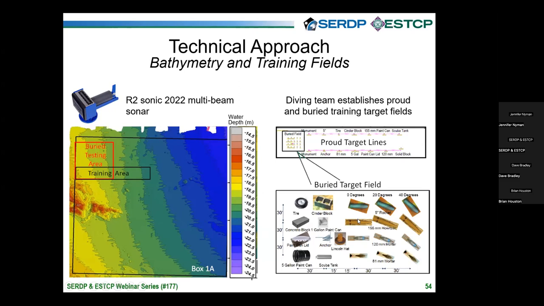The rocket, the 155 millimeter howitzer, the mortars, as well as two different size mortars. False targets were cinder blocks, as I've mentioned, tires, a 1 gallon paint can, and so on and so forth, and a scuba tank. So our testing predominantly involved this kind of setup and targets that were UXO of this nature, as well as false targets.